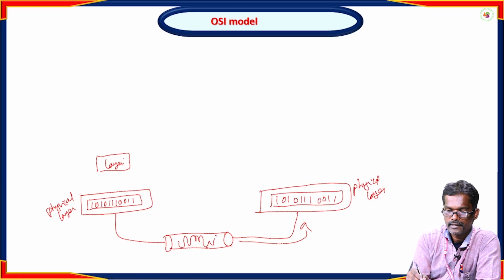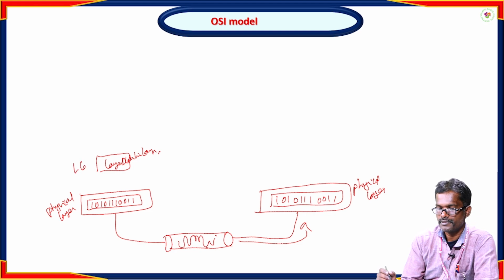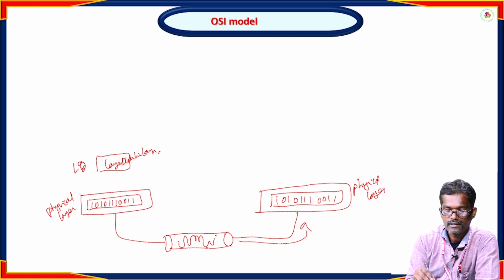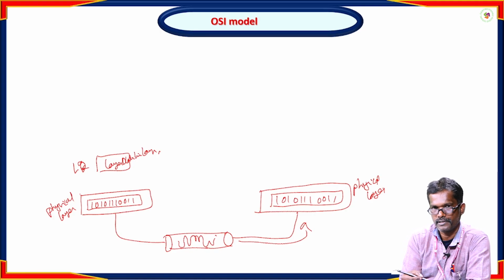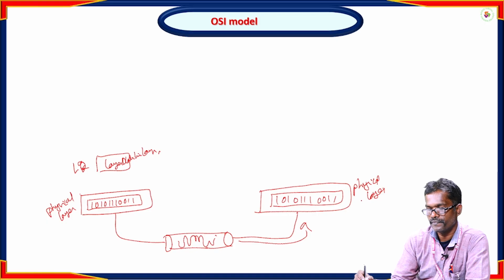The layer above is the data link layer. We can call it layer 2. We will count the layers with physical as layer 1, then 2, 3, 4, 5, like that, and we will go in the upward direction. Here this is the physical layer, and here at the receiver side is also the first layer.